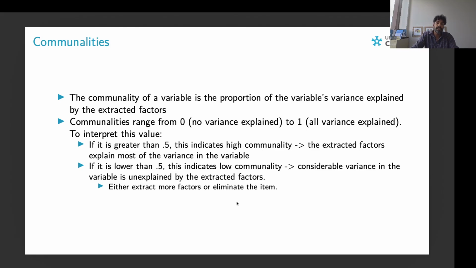So what do you do when you have low communality? Well, if the variance in the variable isn't really well accounted for by the factors, you can either eliminate the item, take away the variable, or perhaps you needed to extract more factors, and then that variance would be accounted for then. So either extract more factors or eliminate the item.